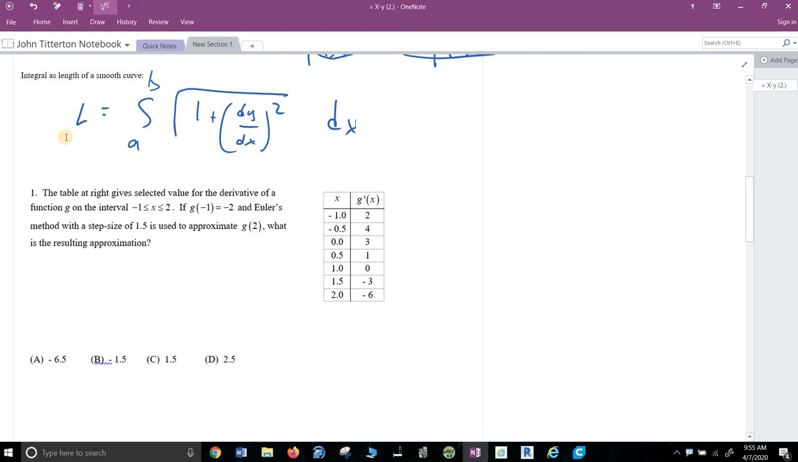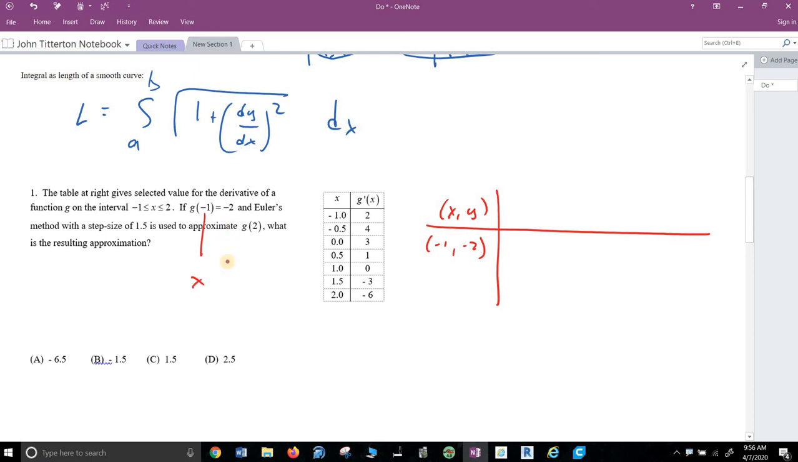Table at the right gives selected values. Use Euler's method, blah, blah, blah, with a step size of 1.5. That's my delta x, to approximate y(2), starting at x equals negative 1. So like I said, x comma y. And they start us at -1 comma -2. I honestly have the most problem going, that's my x, that's my y. I'm not afraid to admit that. Very challenging, I find that sometimes. And my delta x, they said use step size 1.5.